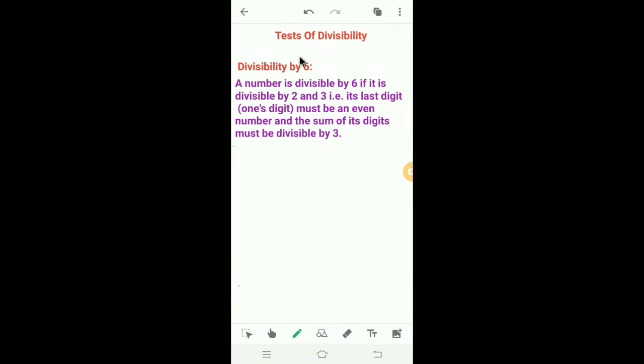Dear students, today we will learn divisibility by 6.